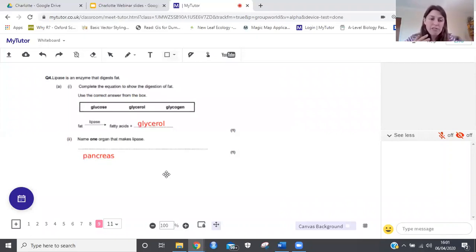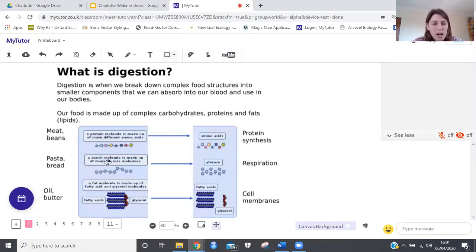So here, fats are made up of fatty acids and glycerol. Glucose is something different again. So glucose is the smallest part of a carbohydrate. So if we look here, our carbohydrates are broken down into molecules of glucose. Glucose is what is used for respiration in the body. So if you remember, respiration is glucose plus oxygen gives carbon dioxide and water, the opposite of photosynthesis. And so that's what glucose is used for.